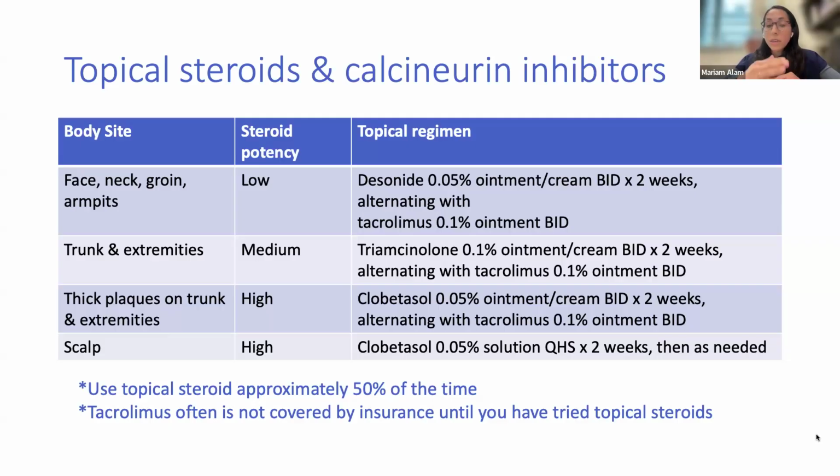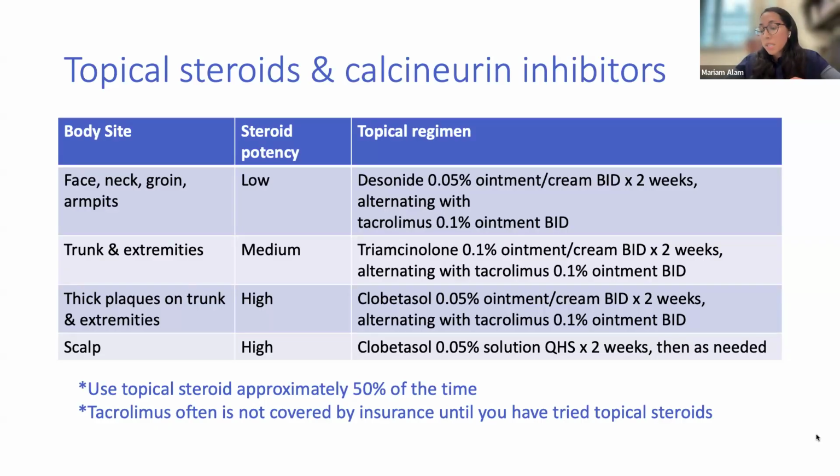And then on thicker areas, I'll use clobetasol. Again, with both of those alternating with tacrolimus, which is that calcineurin inhibitor. And then on the scalp, clobetasol solution is my go-to there. So your goal overall is to use the topical steroid about 50% of the time to prevent skin thinning.